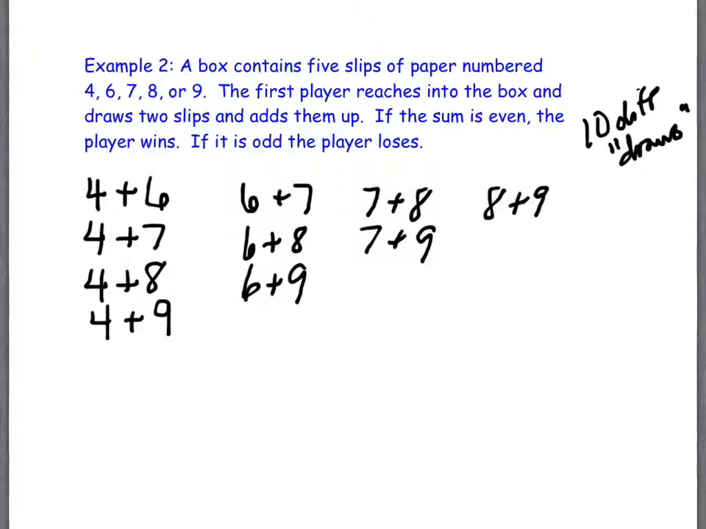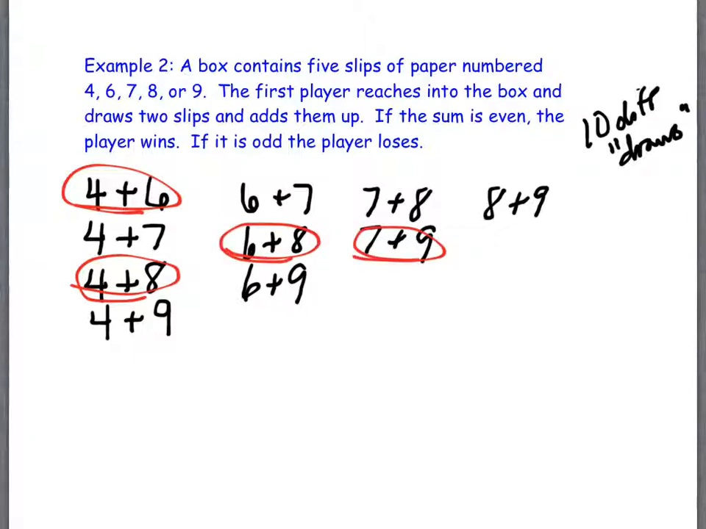It says if it's even, you win. If it's odd, you lose. So let's go through and find out the ones that are even. So somebody tell me what you get. Which ones are even? 4 plus 6. 4 plus 8. 6 plus 8.